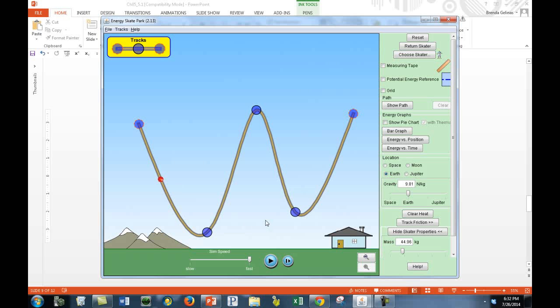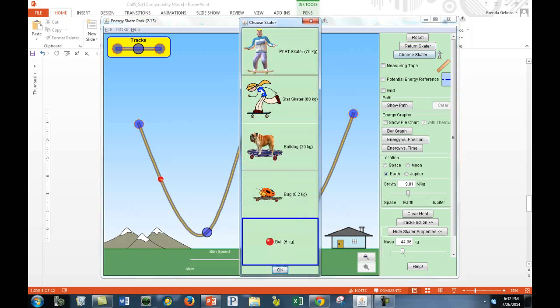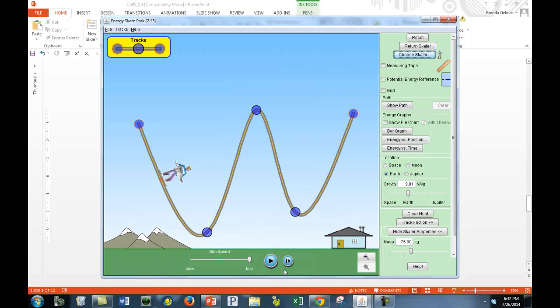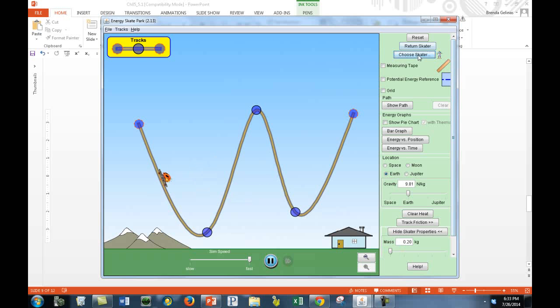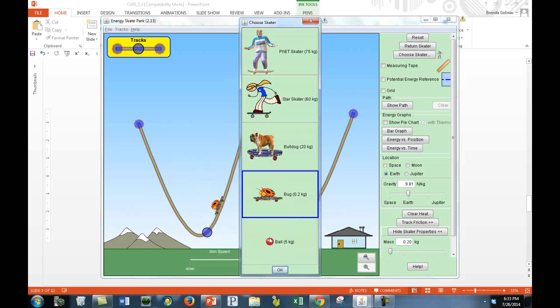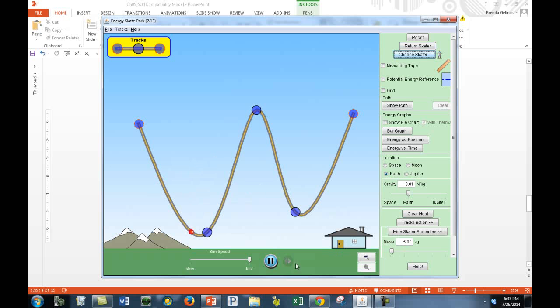So here we have a skate park, and I could put a skater on there and have them skate, or I could make it a bug and have them skate. But it's a little easier for me to think about this in terms of just an object. So I'm going to use a ball, and I want that ball to have a little bit more mass. So I'm going to change it from 5 kilograms. Let's say I make it 50 kilograms. It doesn't really matter where you start. So I can start this ball anywhere on the track that I want to.